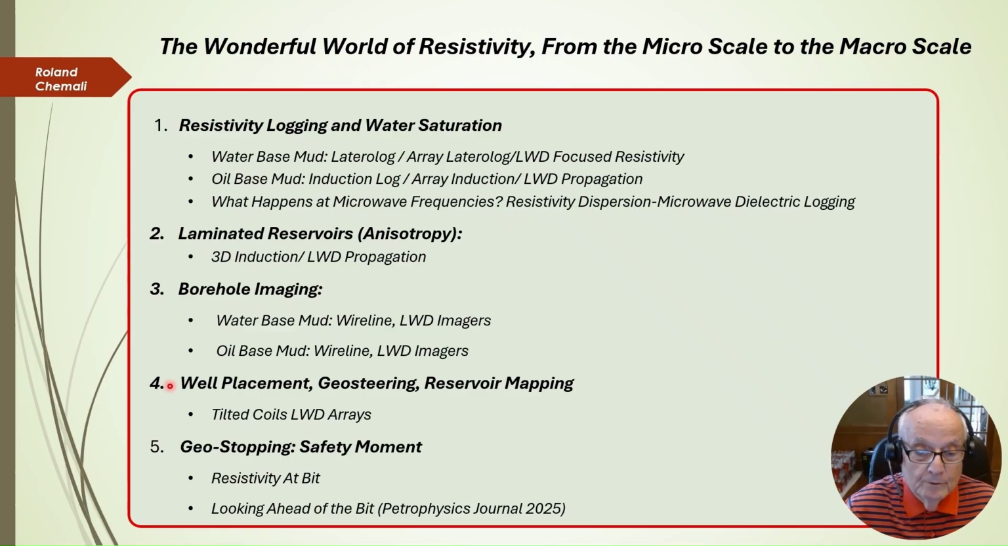On the macro scale, we go back to macro scale. Well placement is a unique application for resistivity. Resistivity is key to well placement, geosteering, and reservoir mapping. And then finally, a safety moment, which will be how resistivity can help with geostopping, the resistivity at bit, and more recently, since I would say the last couple of years, looking ahead of the bit. There are articles in the Petrophysics Journal on that subject.